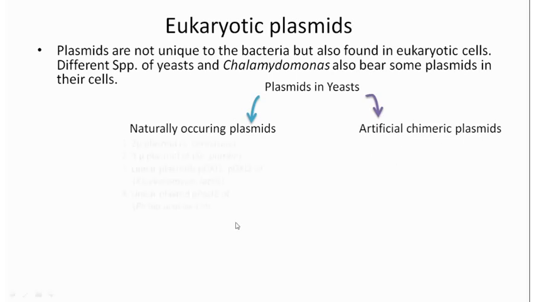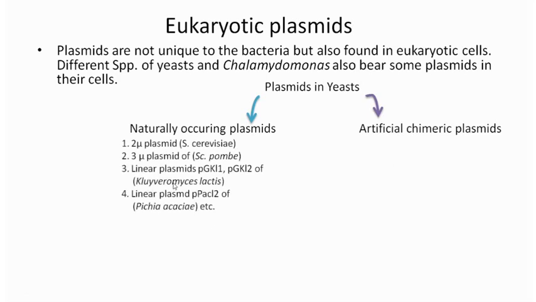So among the naturally occurring plasmids, the 2-micron circle, the 2-micron plasmid found in Saccharomyces cerevisiae, is very important, and they are called 2-micron because their contour size is about 2 micron. They have also been found in some other species of Saccharomyces, like Saccharomyces italicus, Saccharomyces diastaticus, and Torulaspora delbrueckii. They also possess these 2-micron circles within them, and they have been studied a lot.